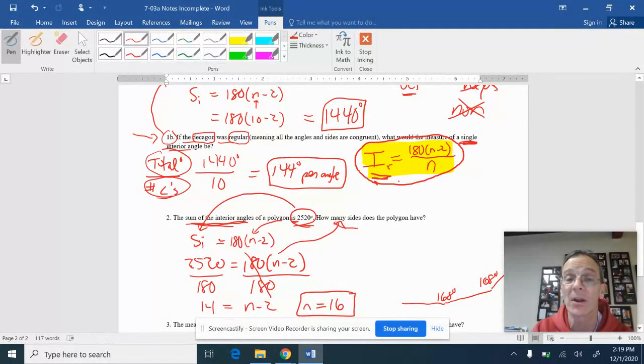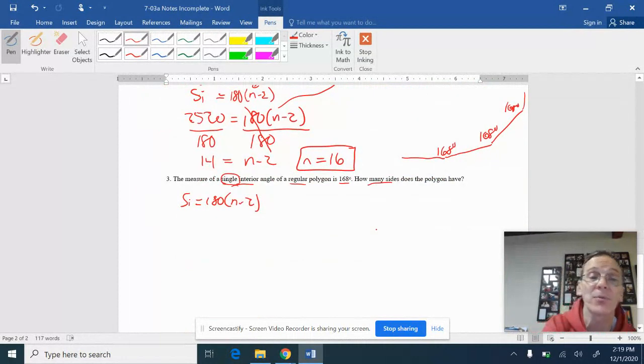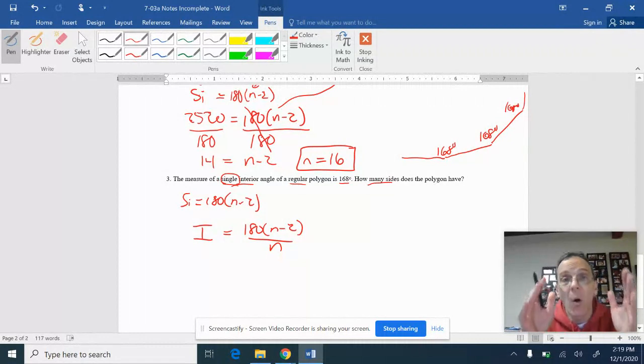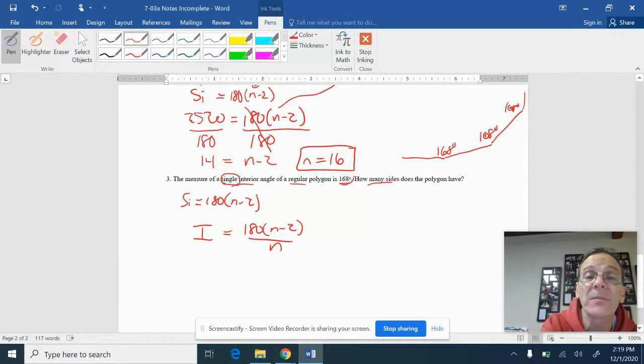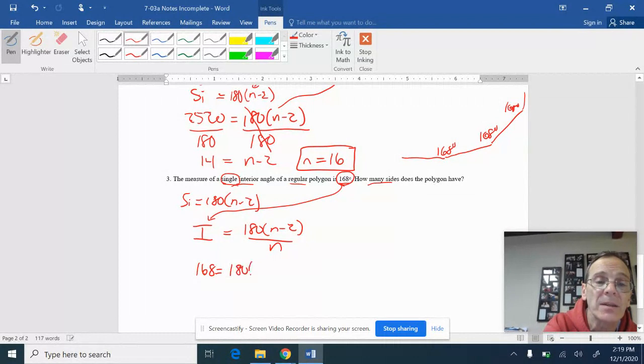For sure, there are going to be problems like this one, number 3. I'm going to recopy down the formula. The measure of a single interior angle is 180 times n minus 2 divided by the number of sides. Again, you write down the whole formula, not just one side of it, and then ask yourself, the information I've been given, what does it represent? Where does it go in the formula? Well, it goes in here. 168 is equal to 180 times n minus 2 divided by n.